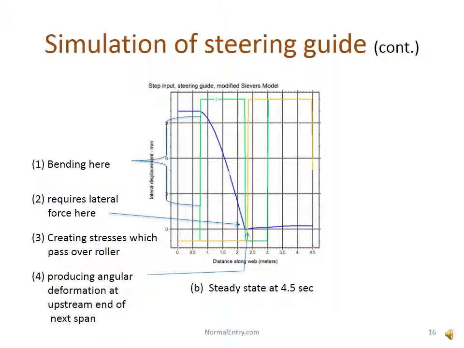Here's the explanation for what you just saw. The entry span has to bend as the steering guide makes a correction. That requires a lateral force at the downstream end of the span, and that creates stresses which pass over the roller and produce angular deformation at the upstream end of the next span.